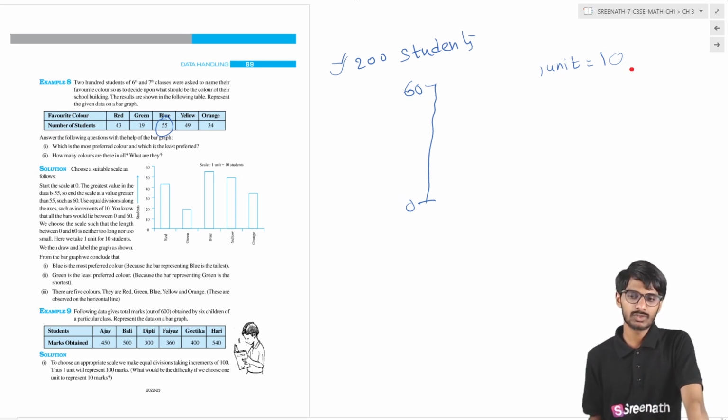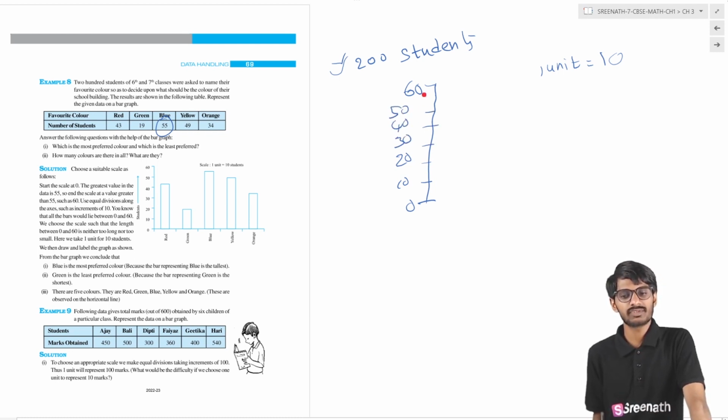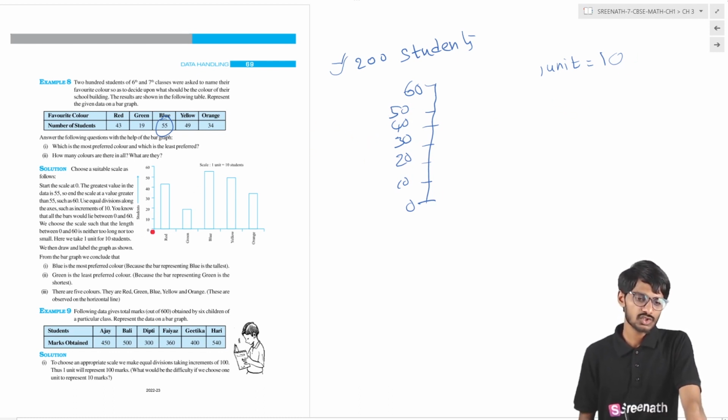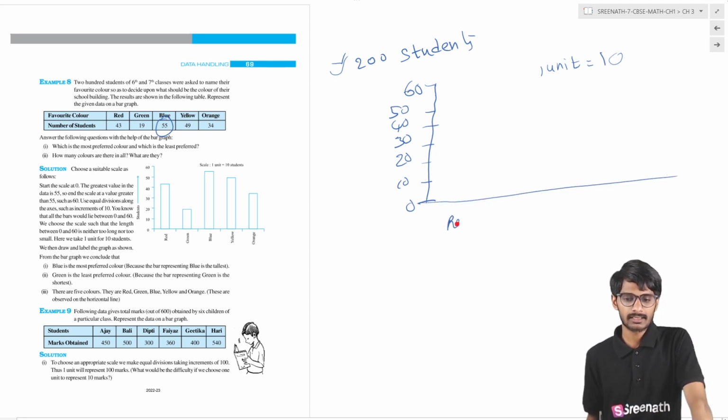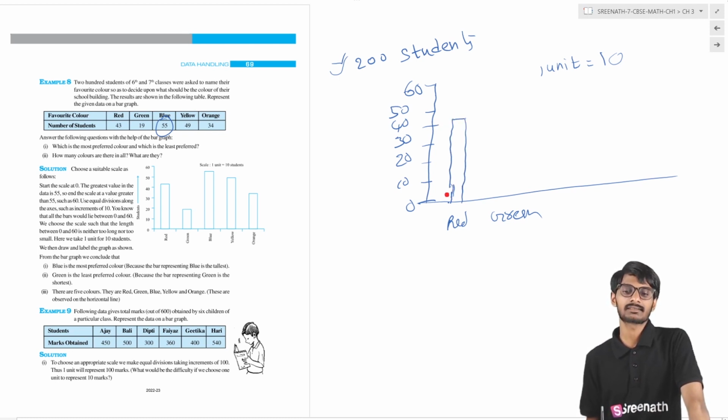So if you take 1 unit equal to 10, for 1 unit it becomes 10, next unit it becomes 20, next 30, next 40, next 50, next unit becomes 60. So in this way you have to scale 1 unit equal to 10. And in this way you have to write here red, green, like that. All these have the same width. So you write that the red value is 43. You have to draw this bar until here, it is 40, and 43 will be just above it. If you do so, you will get a bar graph like that.